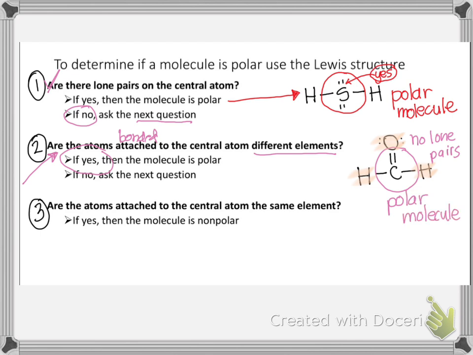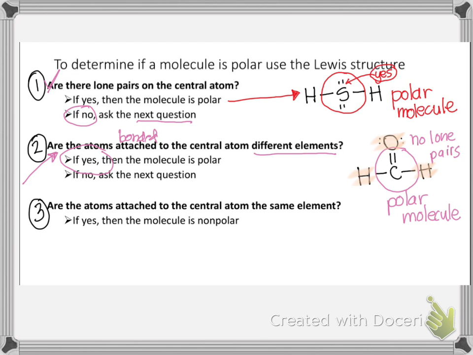So let me go over that one more time since it was a little different. So we asked the first question, are there lone pairs on the central atom? So it doesn't matter that they're on oxygen. We look at carbon and there are no lone pairs on the central atom. So since there were no lone pairs, we ask the next question. And the next question is, are the atoms attached or bonded to the central atom different elements? And it should be different from each other. We're not worried about the identity of the central atom. We want to know, are the elements bonded to the central atom different from each other?